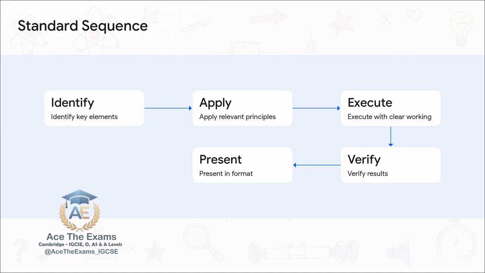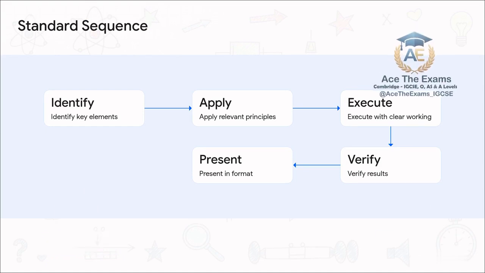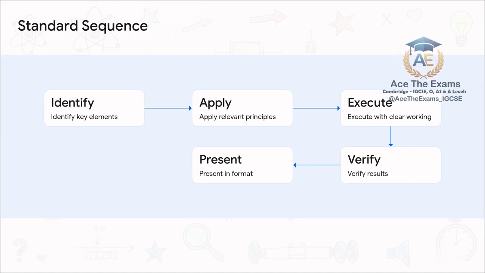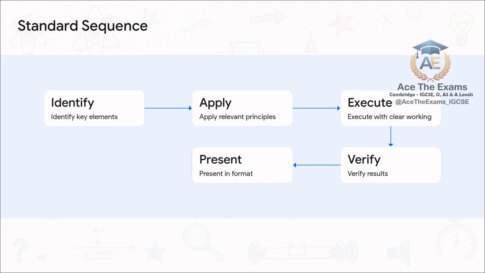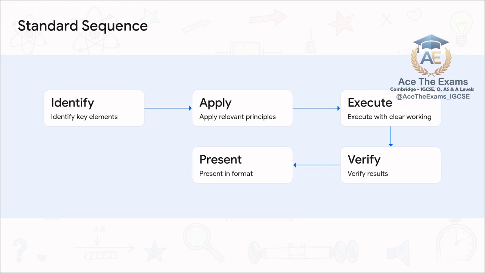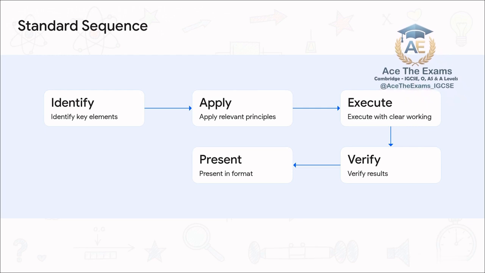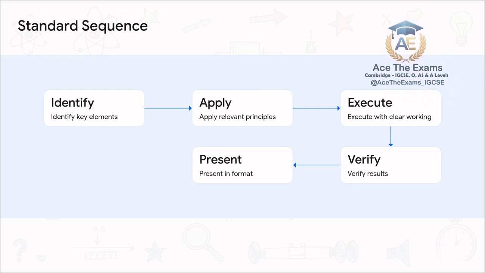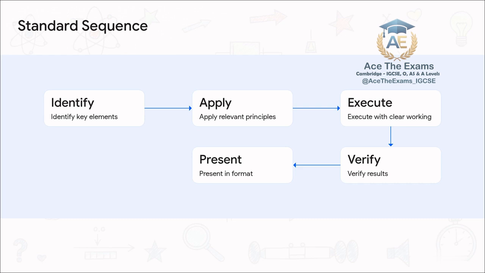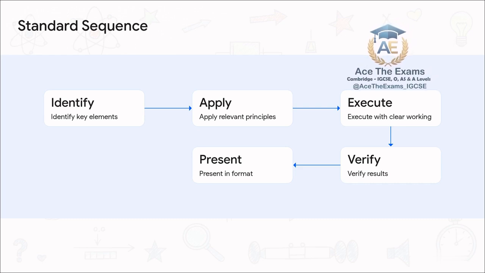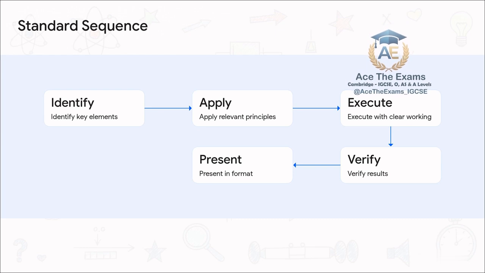Take a look at this 5-step standardized sequence. This builds a professional procedural framework and shows you exactly what examiners are trained to look for. Step 1, identify key elements. This is as simple as spotting the mirror, the light ray, and identifying the command word. Step 2, apply relevant principles. Literally write down the formula I equals R on the page. Step 3, execute analysis with clear working. Physically draw the normal with a ruler and carefully measure the angle.